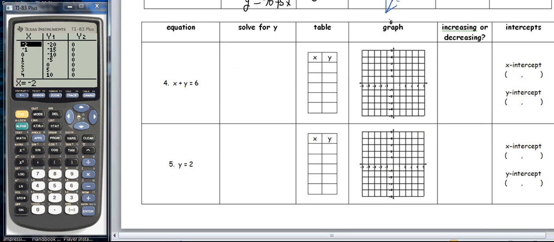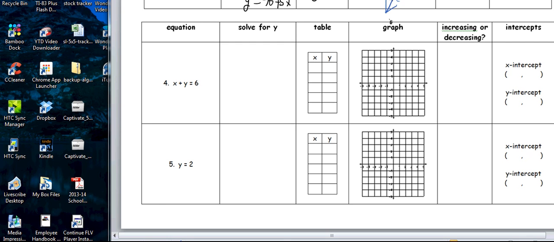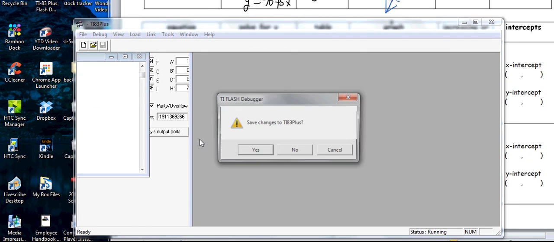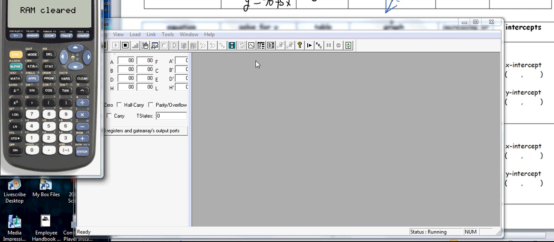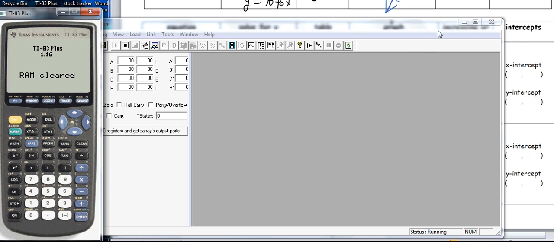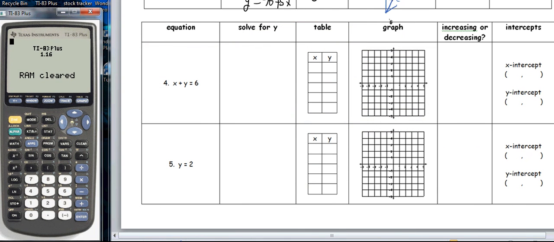Alright. Number 4. Let me go ahead and close that out. I can tell I'm going to need a new one. And so we'll just get it going. So we have it available. Let me bring that back into view for you. Minimize that. Alright, now let's take care of this. X plus y equals 6. We need to get y by itself, so we're going to subtract the x like that. And I have y equals 6 minus x.